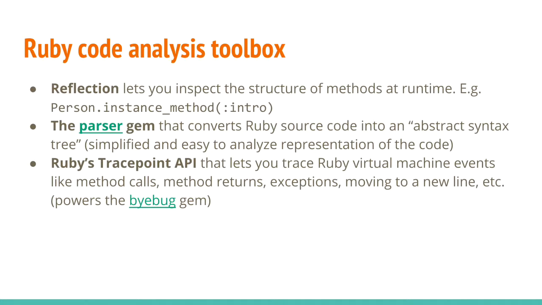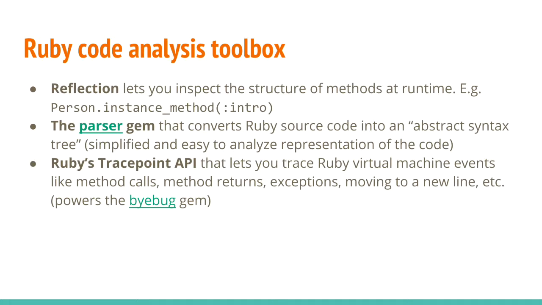So I want to talk a little bit about the Ruby code analysis toolbox. There's three key pieces to Ruby code analysis that I'm going to use tonight in the examples. And the first one is reflection, and that's just basically when your Ruby code is loaded, when it's running, you can inspect things like attributes of a defined method on a particular class at a given time in your app.